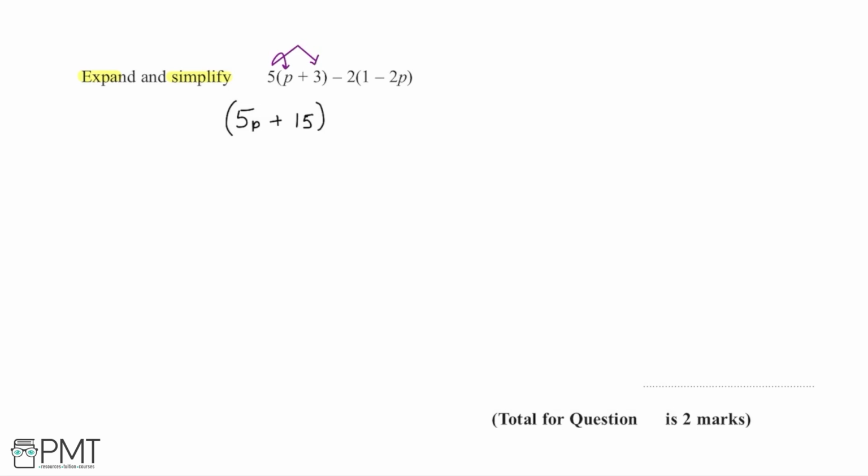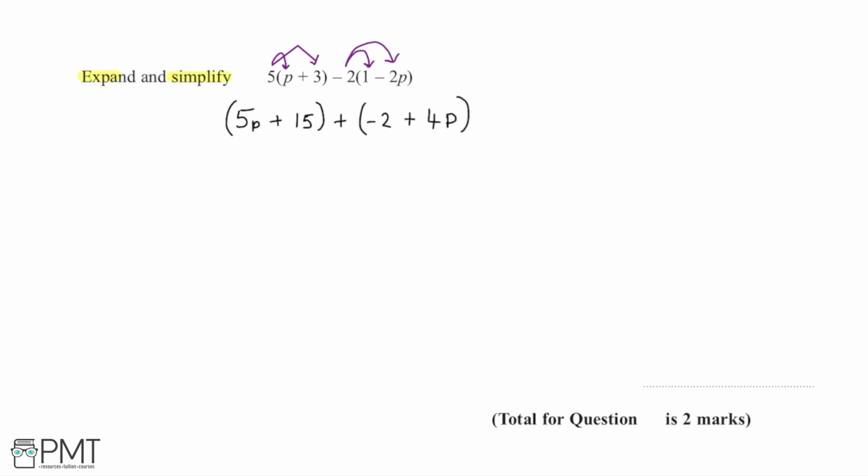And now similarly here, I have this bracket that I need to work with. However, this time we're subtracting. We have in effect a minus 2 here, which we need to multiply the terms in the bracket by. So if I take minus 2 multiplied by 1, and then I need to add on minus 2 multiplied by minus 2p. So I can add on minus 2 multiplied by 1, which is minus 2, and then minus 2 multiplied by minus 2p gives me positive 4p.